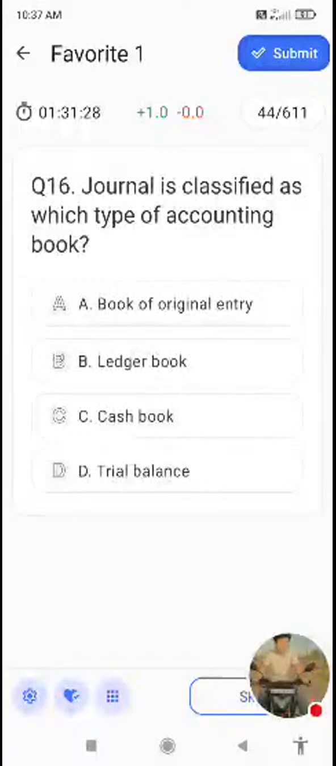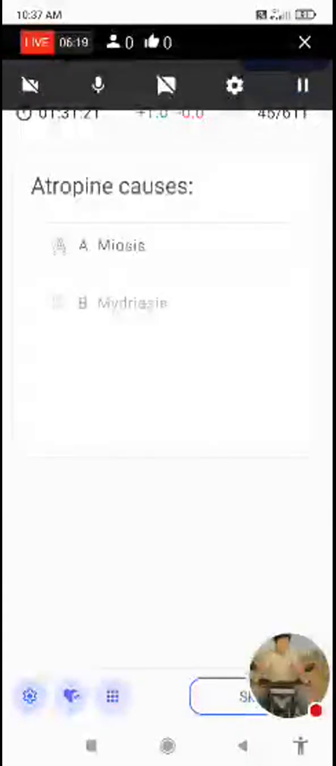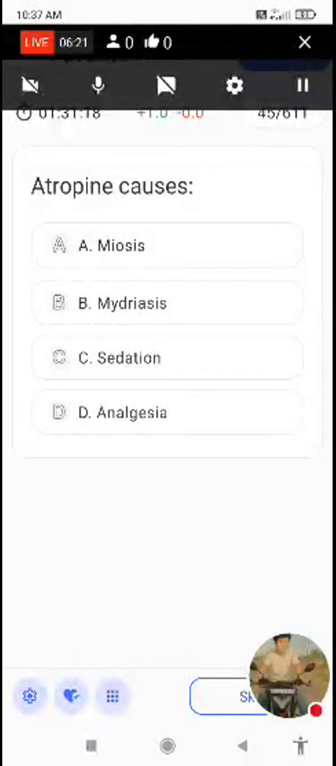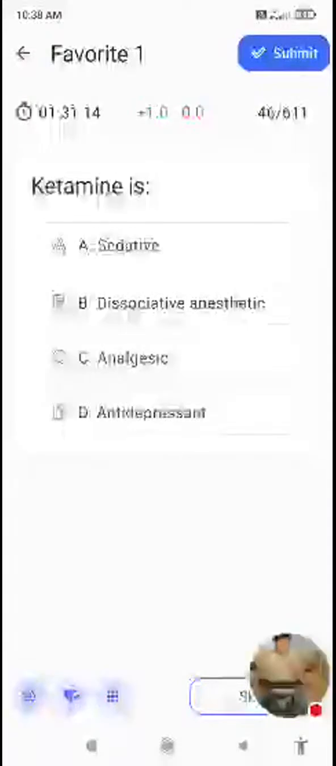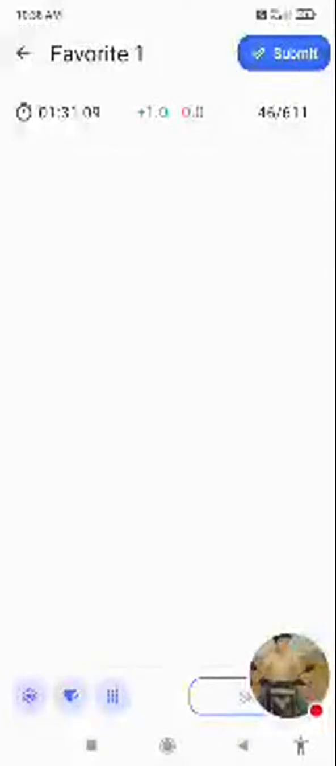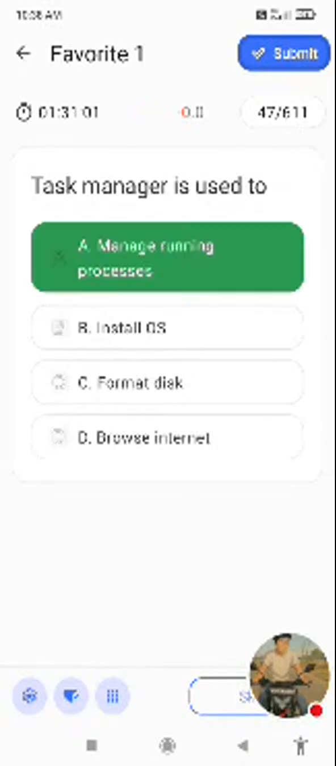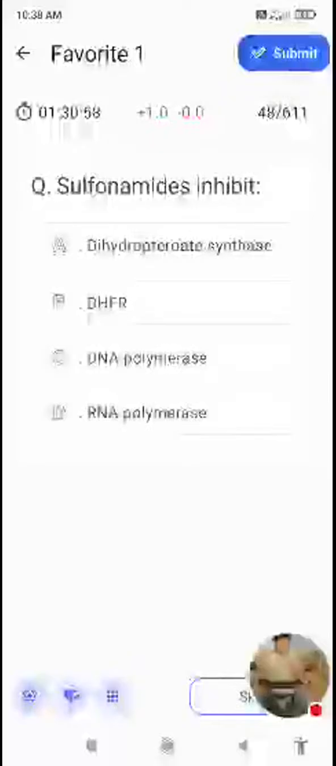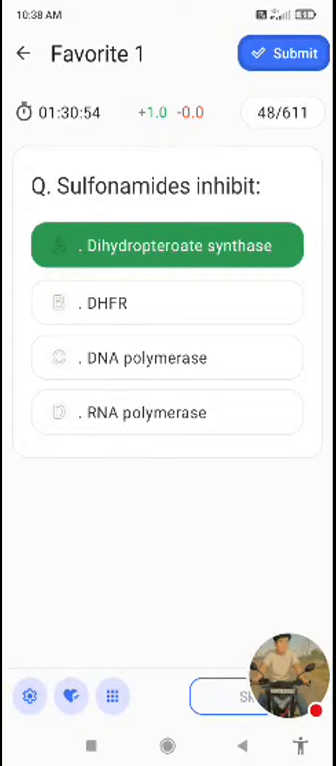Journal is classified as which type of accounting book? Book of original entry. Option A. Atropine causes mydriasis. Ketamine is a dissociative anesthetic. Task manager is used to manage running processes. Sulfonamide inhibits dihydropteroate synthesis.